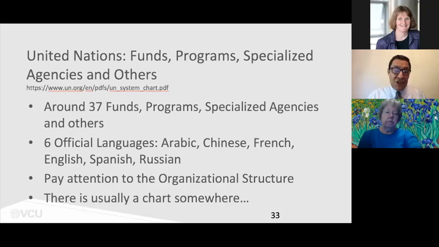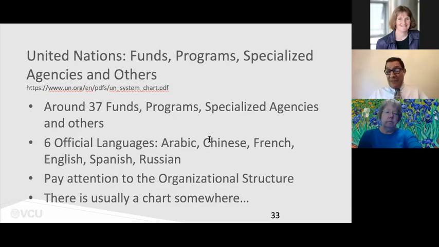The United Nations alone, you can see here the basic information, comprises 37 funds, programs, specialized agencies, and others. Not one or two, but 37. So it's not enough to think strategically about the United Nations, but to consider which fund, which program will be more useful to my research. Add to that the existence of 6 official languages, okay?